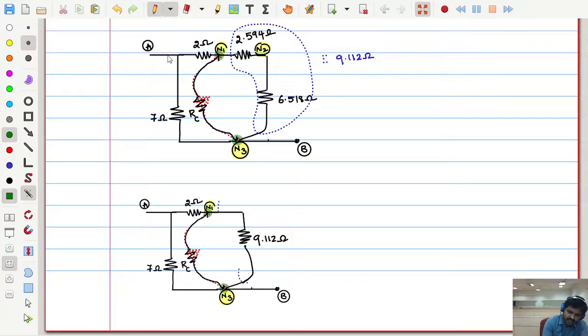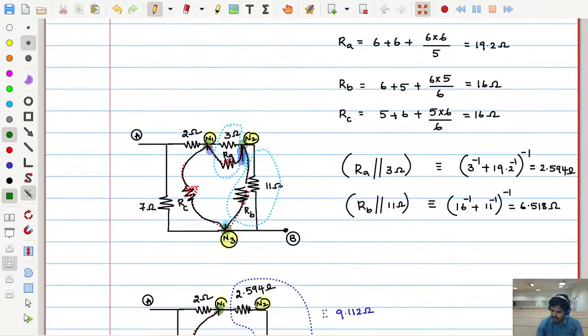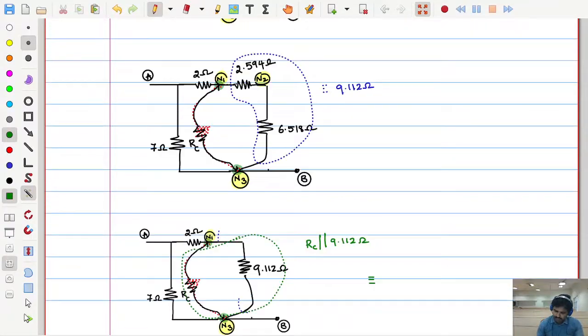So let me encircle those things. These 2 are in parallel, so you can see that. I can write here RC in parallel with 9.112. How much is its value? Tell me the RC value. RC value is 16. Let me write here, RC value is 16 ohms.